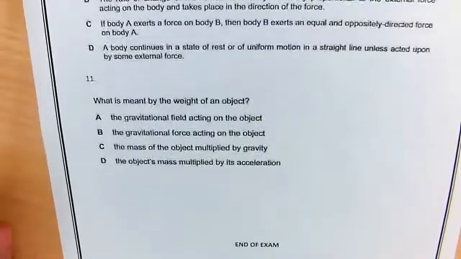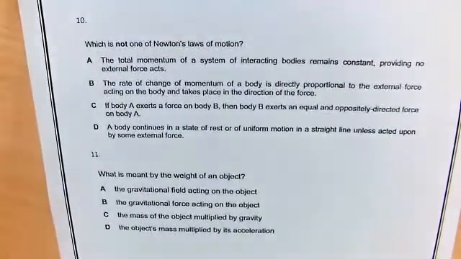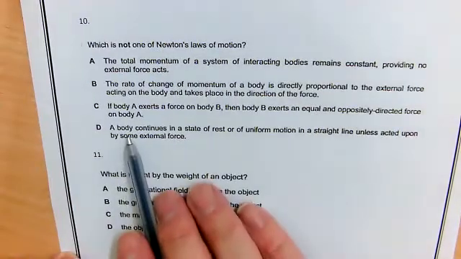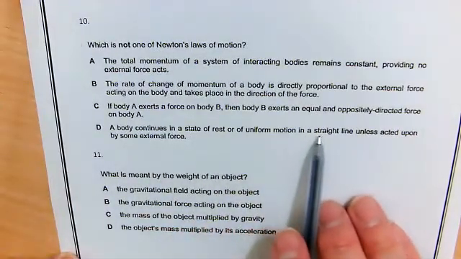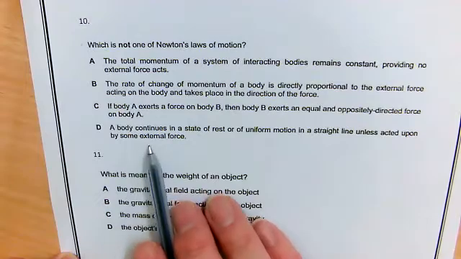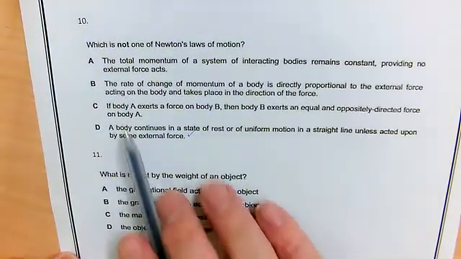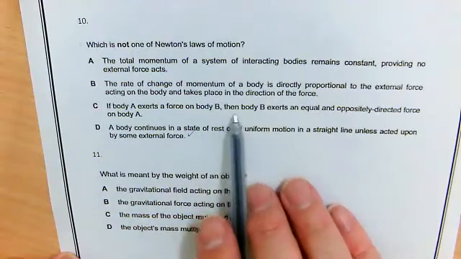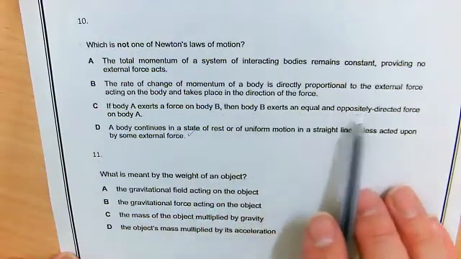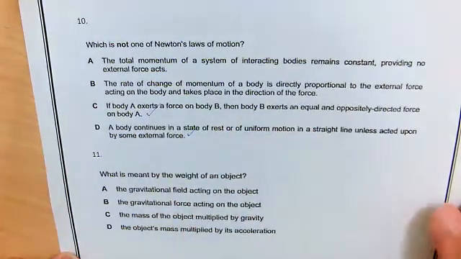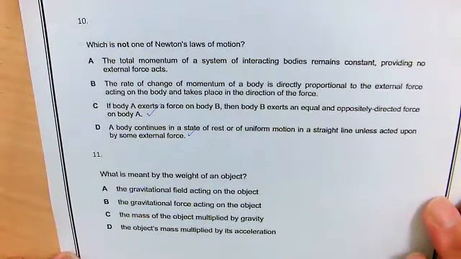Nearly there. Number 10. Which one is not one of Newton's laws of motion? This one, again, I think confused people because all four statements are actually correct, but it's asking which ones are not Newton's laws. So, for example, here, a body continues in a state of rest or uniform motion in a straight line until it's acted upon by some external force. That is Newton's first law. If a body A exerts a force on body B, then body B exerts an equal and oppositely directed force on body A. That's the third law of motion. Every action has an equal and opposite reaction.